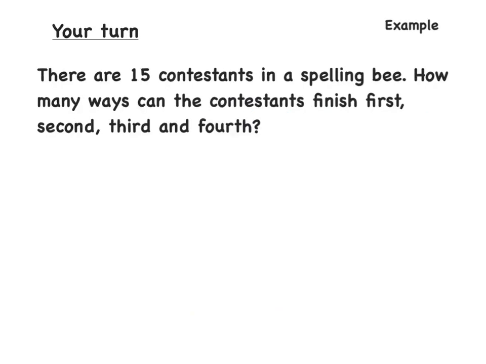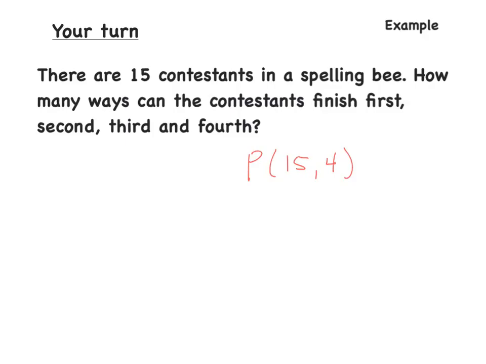So what I want you to do is pause this video and try to solve this one. This is a permutation. Unpause the video when you're ready to see what I have done. Alright, so there are 15 contestants in a spelling bee. How many ways can the contestants finish first, second, third, and fourth? This is a permutation because order does matter. It would be written as the permutation of 15, 4, because there are 15 contestants and there are 4 places to choose.